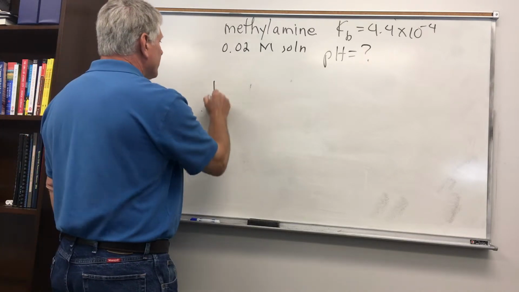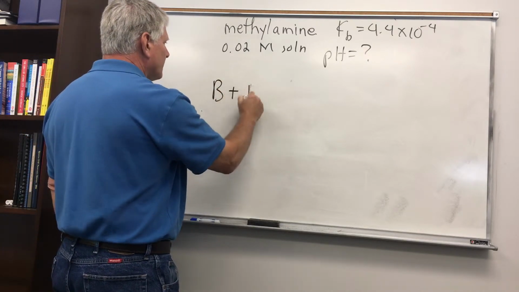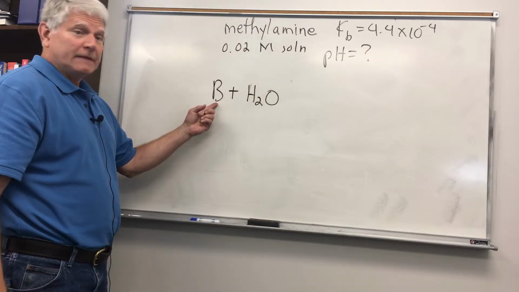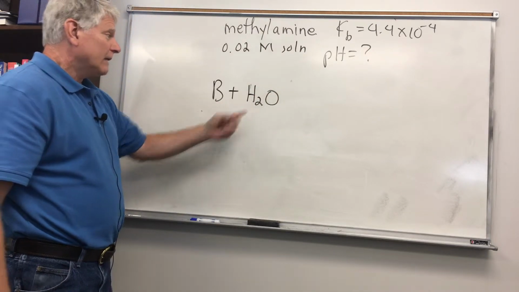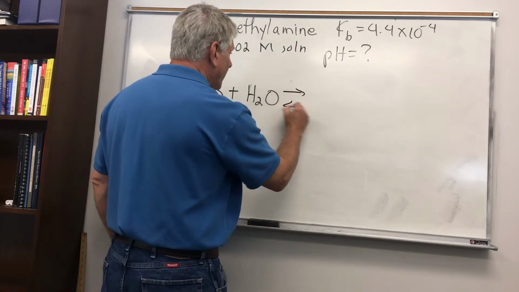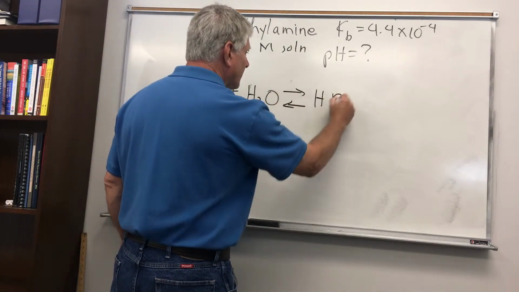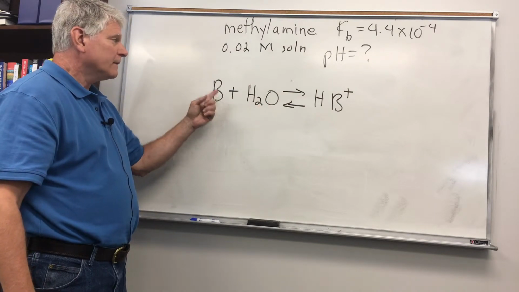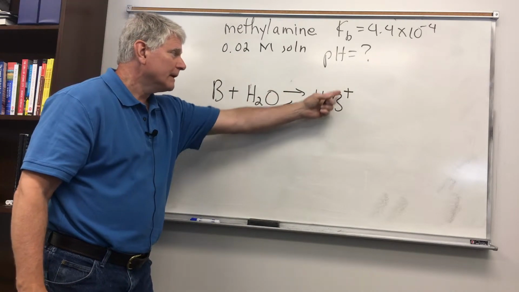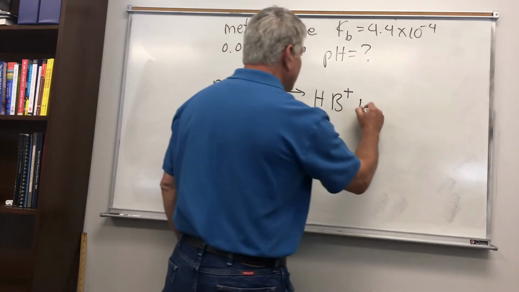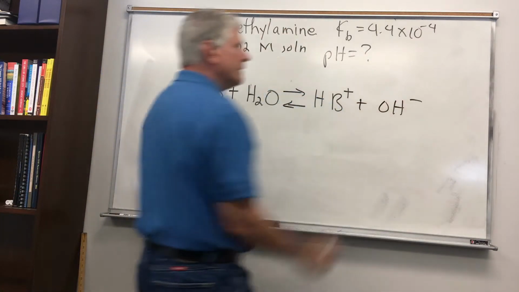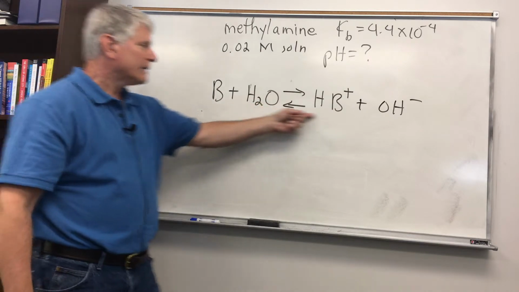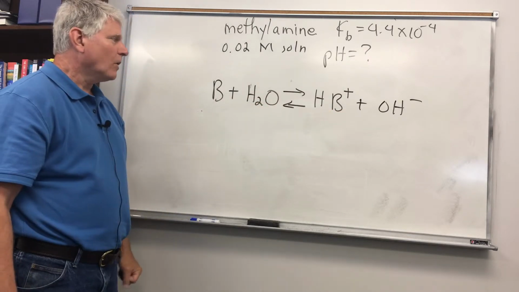Well, we have methylamine. It's a weak base, so I'll just represent methylamine as B for base. A base reacts with water. A base is a proton acceptor. Water donates a proton to the base, so we end up with HB plus and OH minus, what's left of the water after it donates a proton. So this is the reaction of a weak base in water.